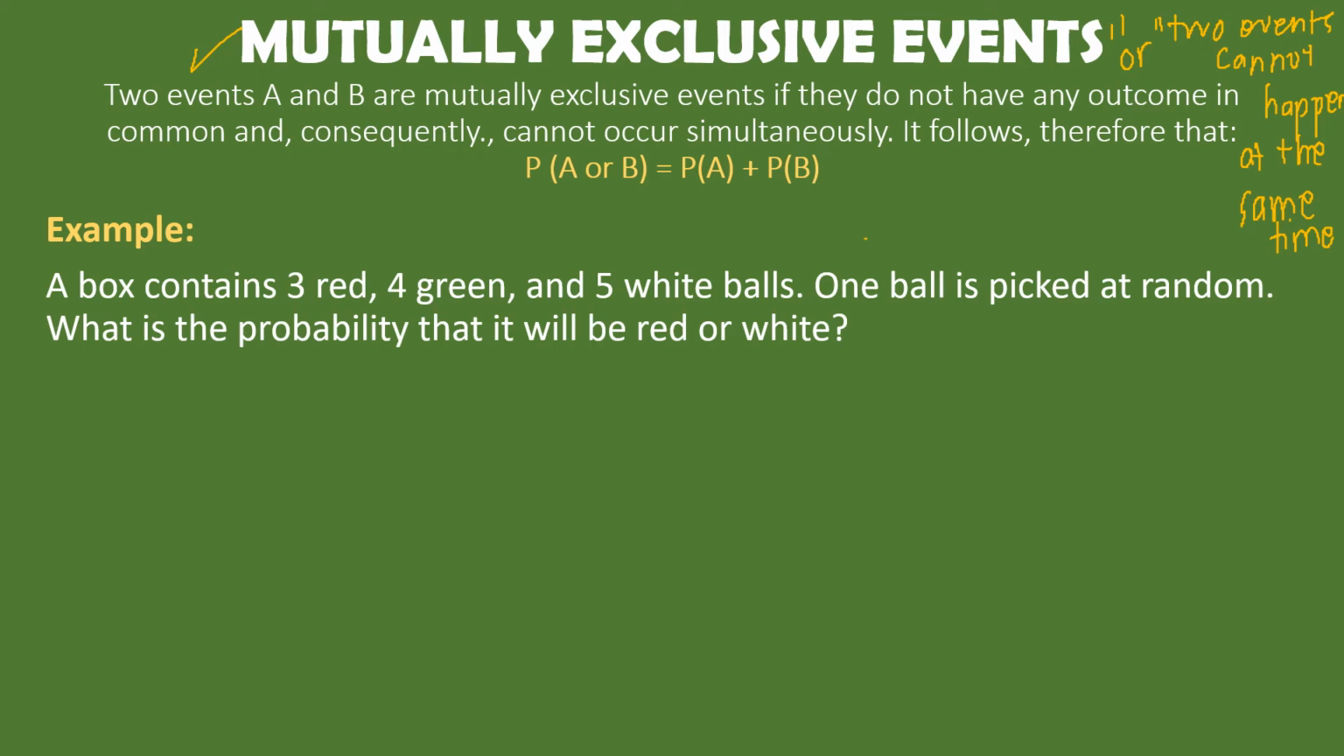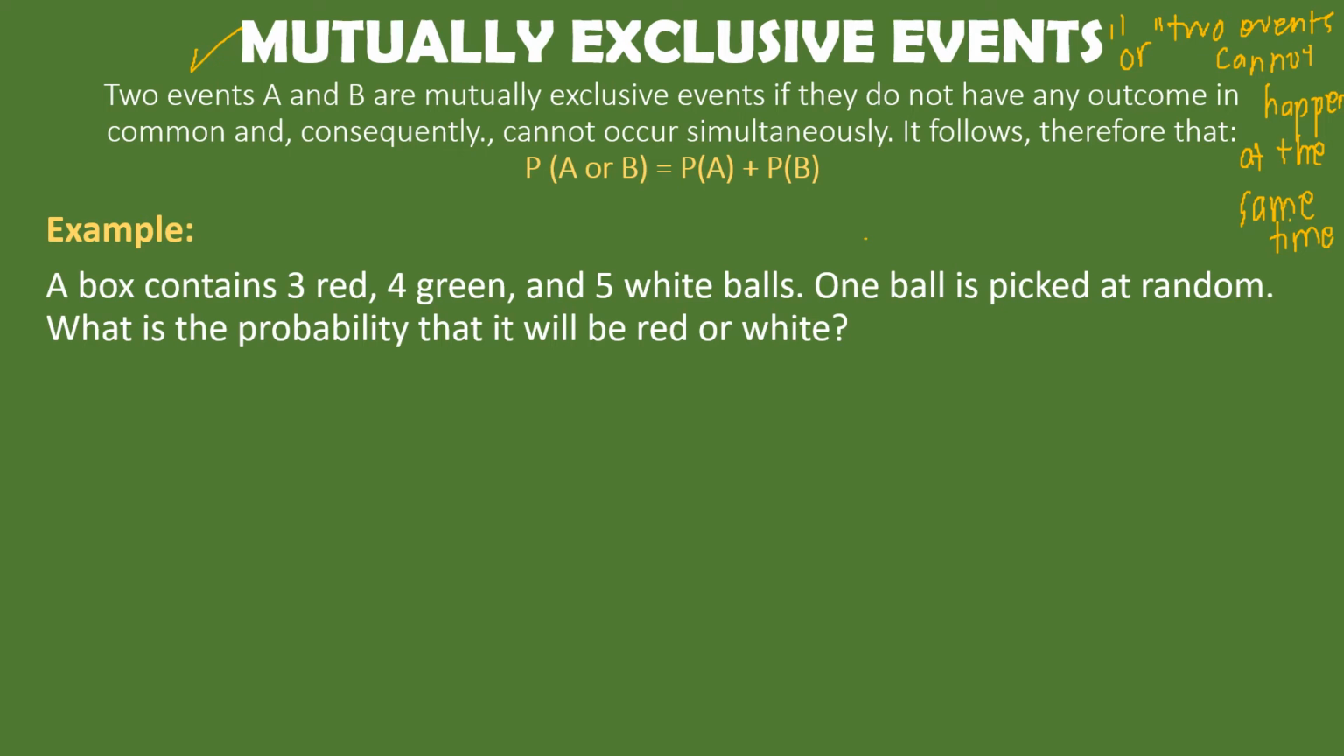If the two events can happen at the same time and you are looking for "or," then that is the law of addition or the addition law. So the formula for mutually exclusive events is P of A or B is equal to P of A plus P of B. Let's try to apply that in this example.